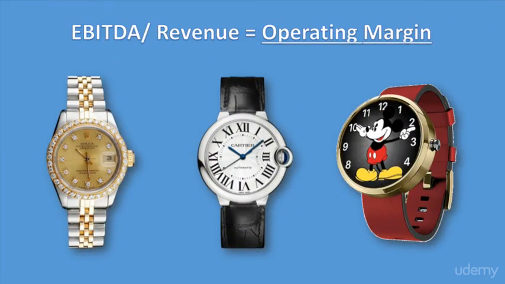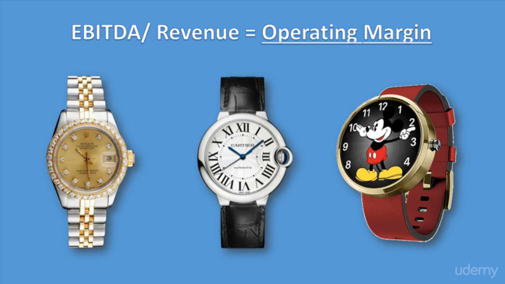Okay, EBITDA divided by revenue equals operating margin. And you might ask yourself, well, I don't understand, Chris. Why don't we just look at earnings? Why do you have to look at EBITDA? Well, the reason we look at EBITDA is because if we compare and contrast companies in different countries that have different tax rates and different interest rates, etc., we can compare them.